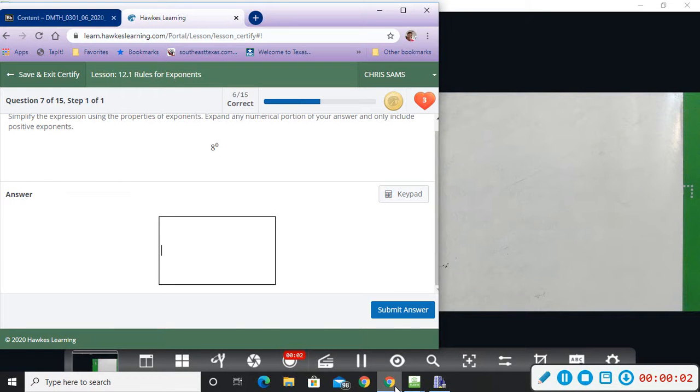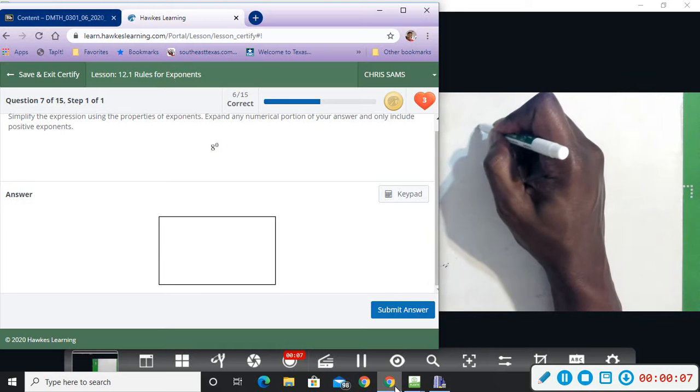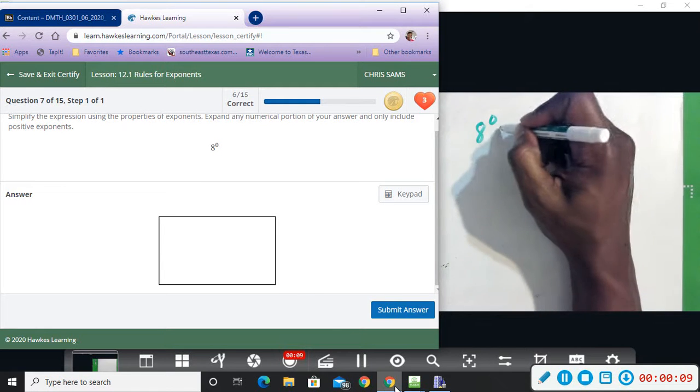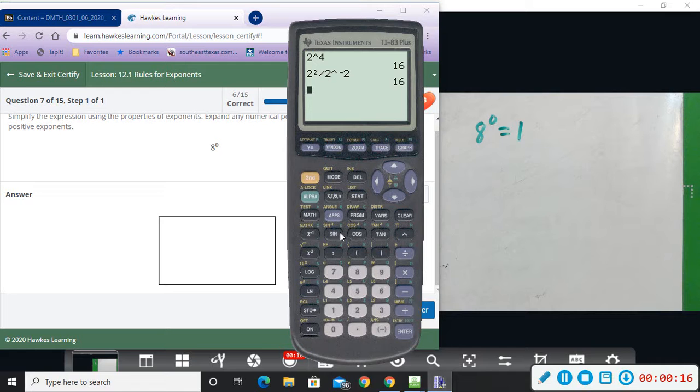Alright, number 7. We just have 8 to the 0 power. So that was just a fact, nothing to do here. Just remember it is 1. Any non-zero number to the 0 power is 1. Just want to show you that real quick with the calculator.